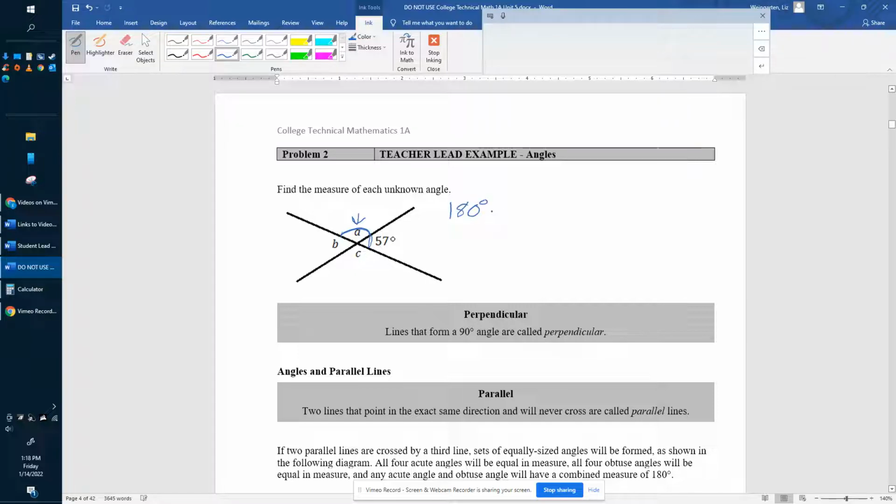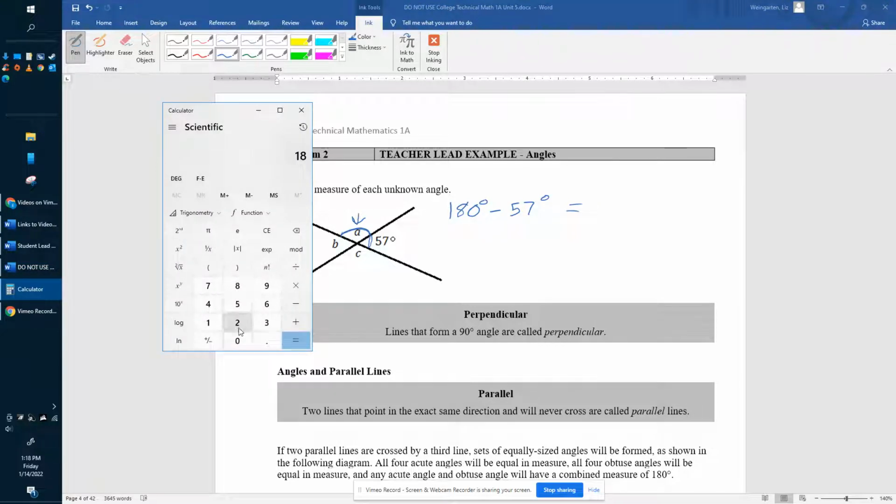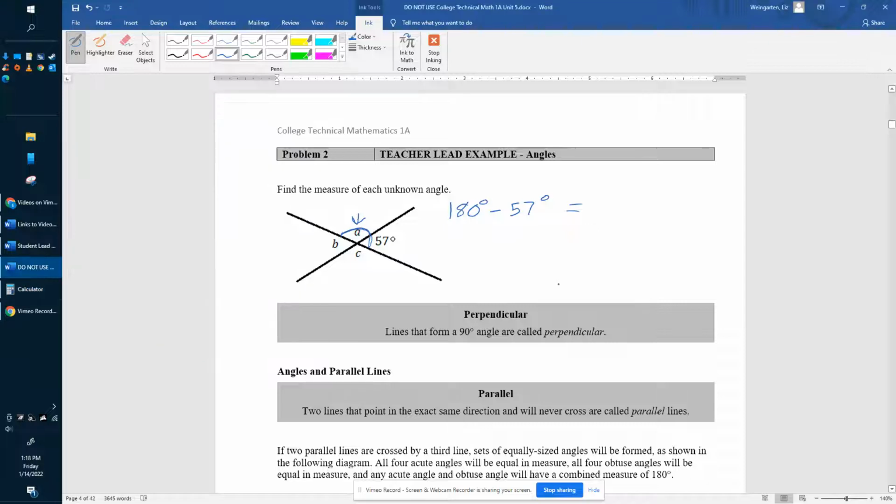So we'll take 180 degrees and subtract 57 degrees, and we'll get, I don't trust myself on doing math on video, I get too nervous, 123 degrees. So angle A is 123 degrees.